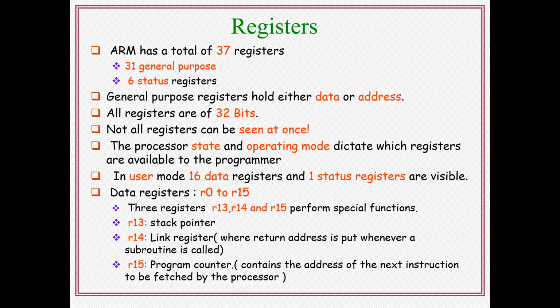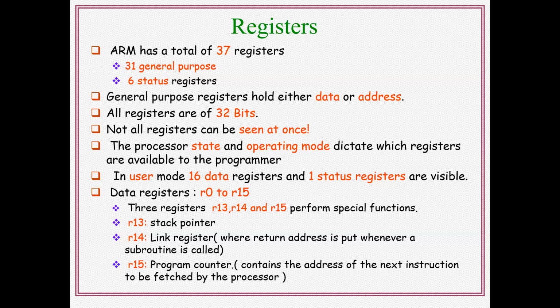Not all registers can be seen at once because the processor state and operating mode dictate which registers are available to the programmer. In user mode, 16 data registers and 1 status register are visible. ARM supports different operating modes, and based on the operating mode, only a few registers are available. So that's why not all registers can be seen at once.